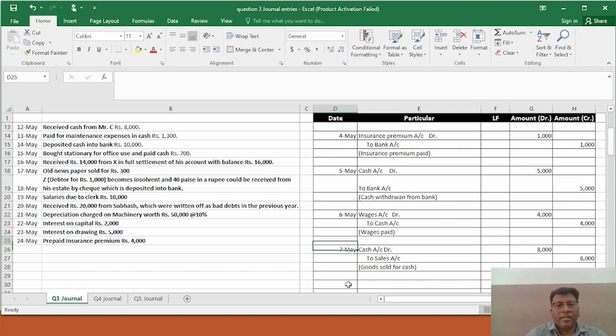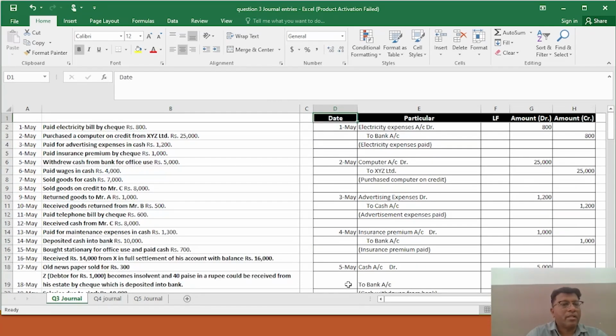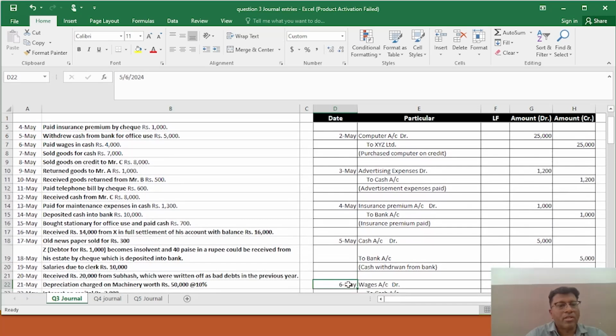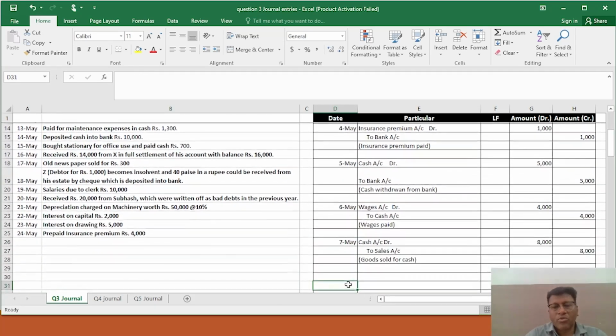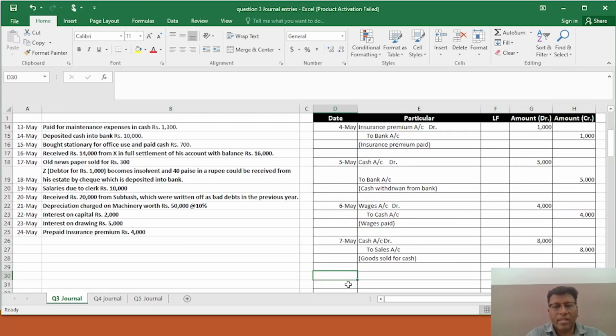Okay, and the next transaction is on 8th May, sold goods on credit to Mr. C. That is the particular case as we already discussed. Sold goods on credit to Mr. C. So we have to mention the date, May 8, Mr. C.